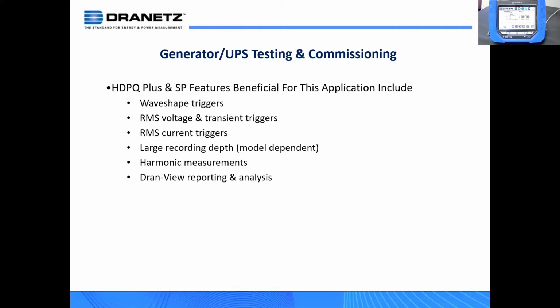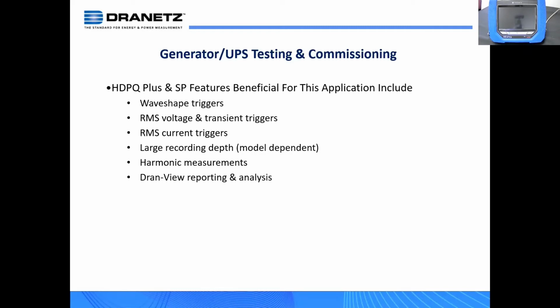Not every capability is used in every application, but focusing on these generator and UPS testing applications, what are the main capabilities and benefits of the HDPQ family? They're wave-shaped triggers. They're the traditional RMS voltage, like dips and swells, as well as transients for voltage. They're RMS current triggers, where you can actually have an RMS limit to detect a current trigger, as well as RMS transients. But a main capability is the recording depth of the instrument or instruments.